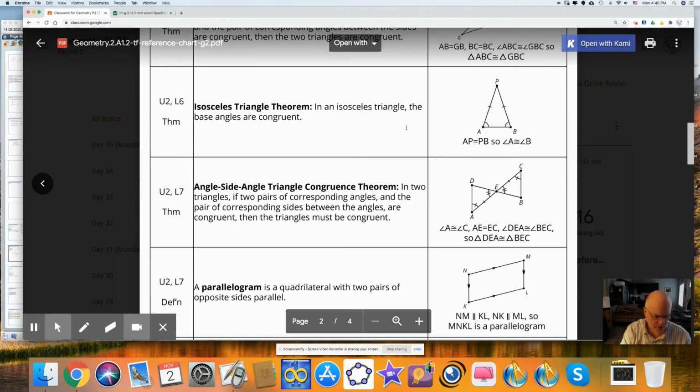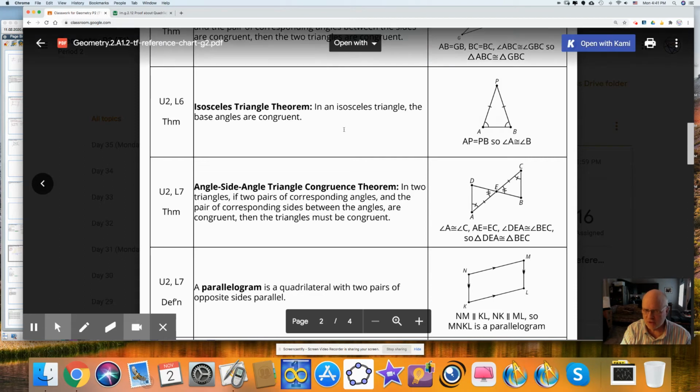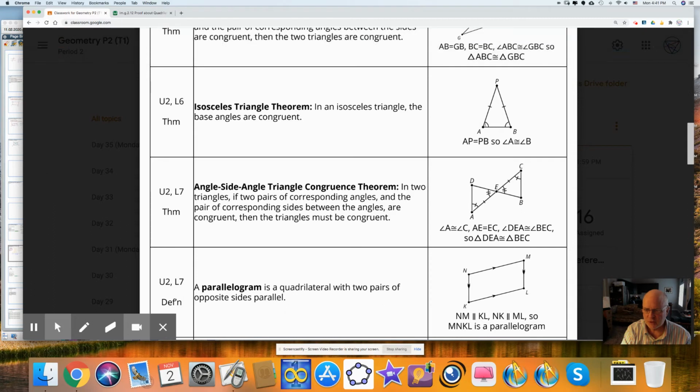We've also done the isosceles theorem. Some of you may recognize it as the Pons Asinorum. If I have an isosceles triangle, then the base angles are congruent. Its converse is also true. If the base angles of a triangle are congruent, then it is an isosceles triangle.